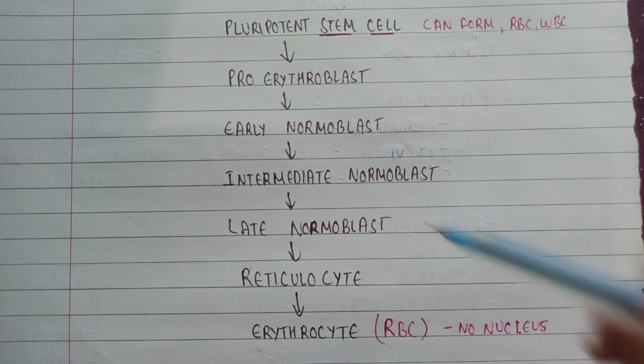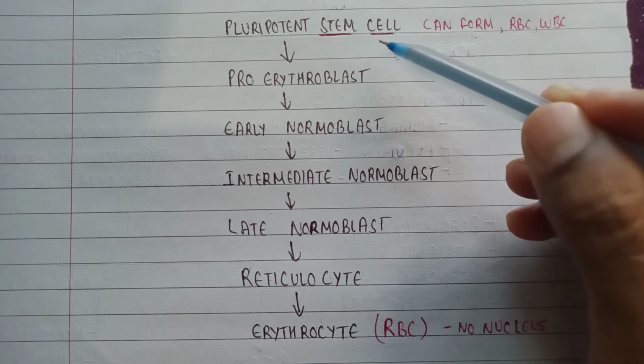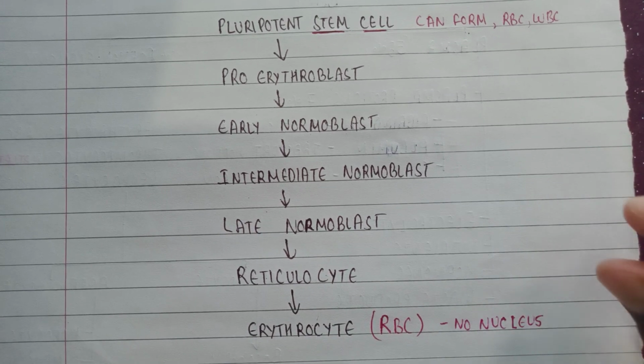One thing you need to keep in mind is that the pluripotent stem cell has a nucleus, whereas the erythrocyte, the RBC, has no nucleus; it is devoid of nucleus. So this is all about erythropoiesis.